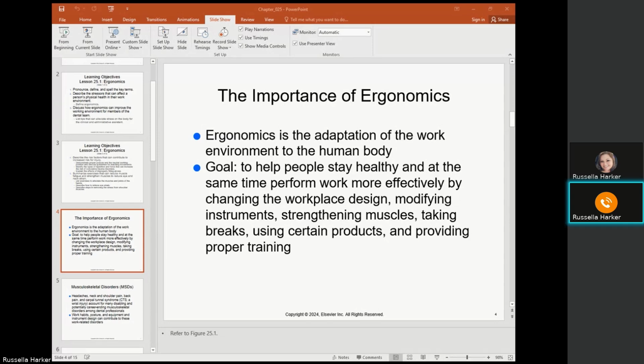So the goal is to help people stay healthy and at the same time perform work more effectively by changing the workplace design. They do that by modifying instruments, meaning in dentistry, the handles might be bigger so that you're not gripping such a small item and making your hands sore and tired. Strengthening your muscles so that when you are sitting in positions for a long amount of time, it's not making you so tired and overworking your muscles.